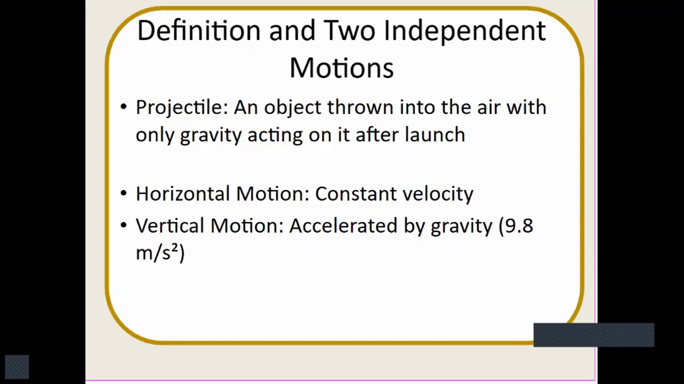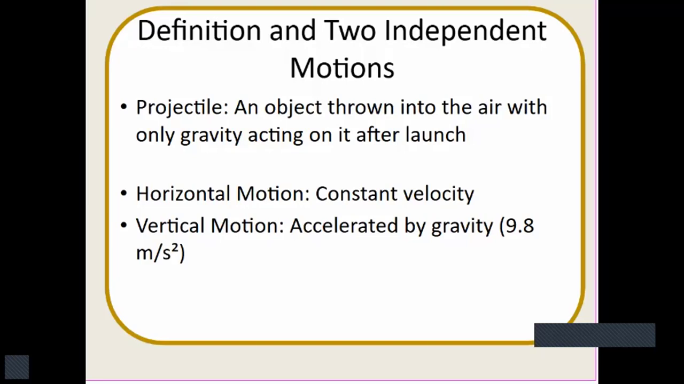But there's something else about projectile motion I want us to see. You see, there are two types of motion associated with projectile motion. You have the horizontal aspect of it, that's the horizontal component.